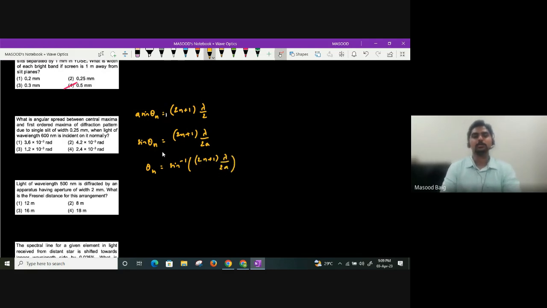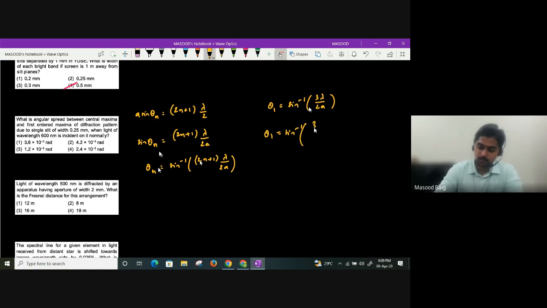They are asking what the angular spread is between central maxima and first order maxima. It means I need to find the angular position of first maxima. What will theta 1 be? If n is taken as 1, it is sine inverse of 3 lambda divided by 2a. So sine inverse of 3 into lambda, which is given as 600 nanometers, so 6 into 10 power minus 7, divided by 2 into 0.25 mm, that is 0.25 into 10 power minus 3.